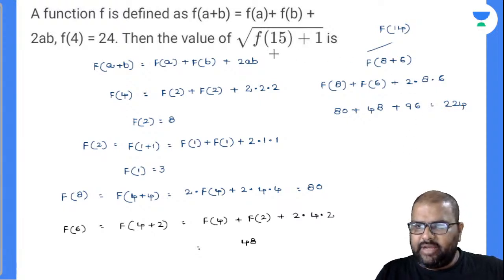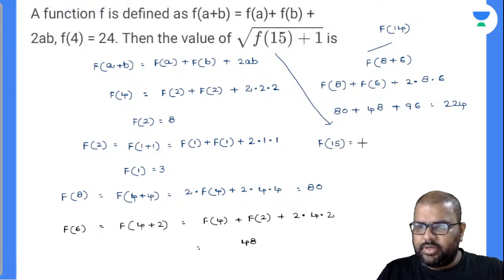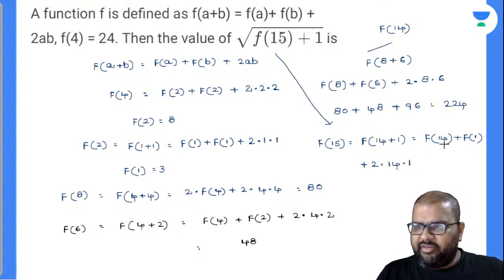Yes. So finally I have to find out f of 15. Can I write this as f of 14 plus 1? Yes. Then I get the answer perfectly. F of 14 plus f of 1 plus 2 into 14 into 1. F of 14 is how much? 224. F of 1 is how much? 3. 2 into 14 is 28.